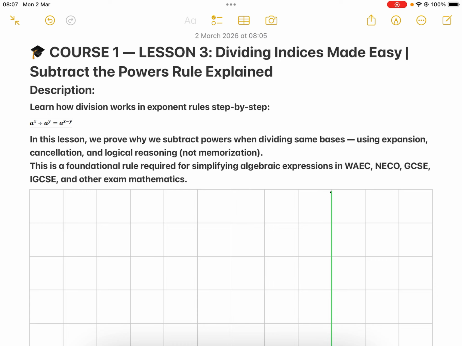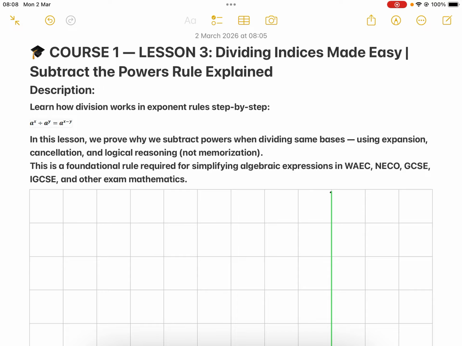This is Lesson 3, Course 1: Dividing Indices Made Easy. Subtract the powers rule explained. In this lesson, we prove why we subtract powers when dividing same bases.